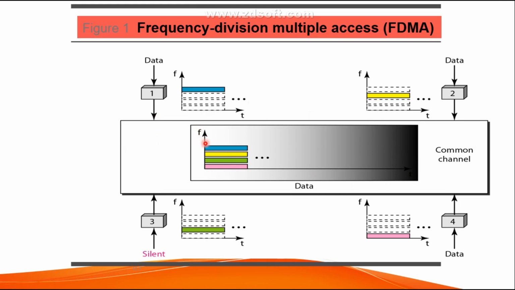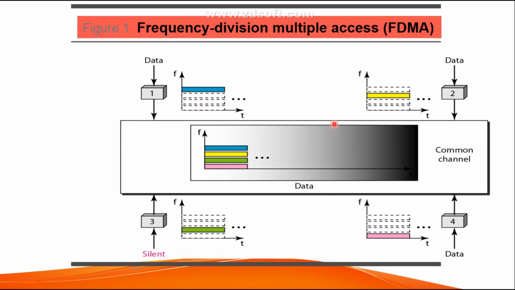In FDMA, the available bandwidth is divided into a number of frequency bands. You can see the frequency bands shown in different colors. This is the overall bandwidth, and it is divided into a number of bands, and each station is allocated a band to send its data. Station 1 has a particular frequency band shown in blue, station 2 has a different band shown in yellow, and similarly station 3 and station 4. In other words, each band is reserved for a specific station and belongs to that station all the time.